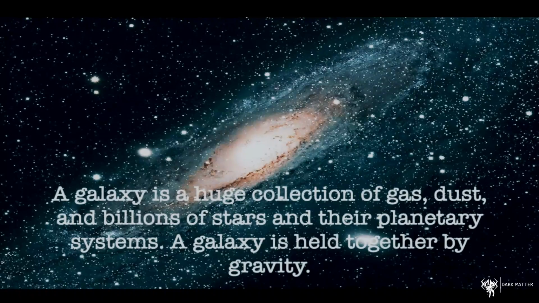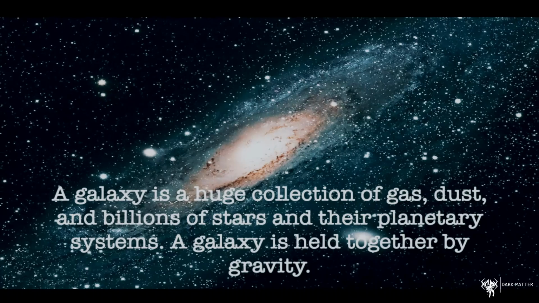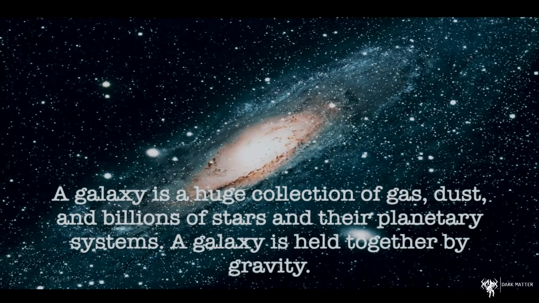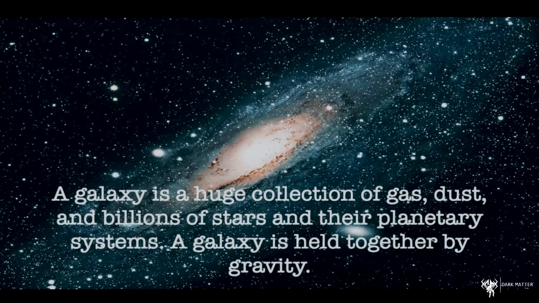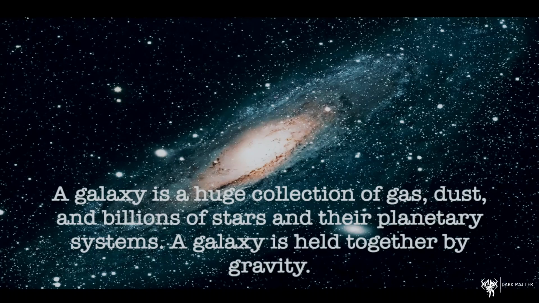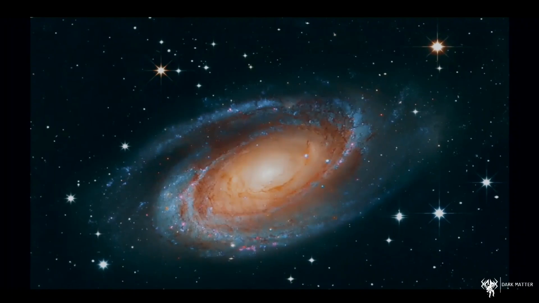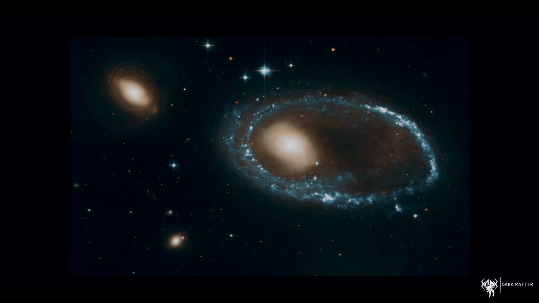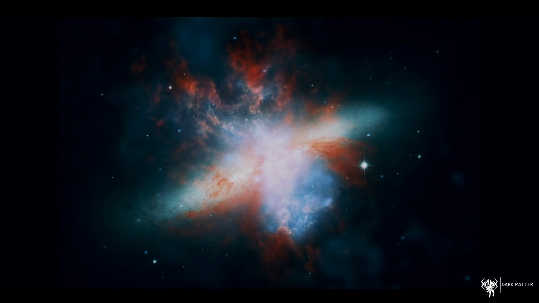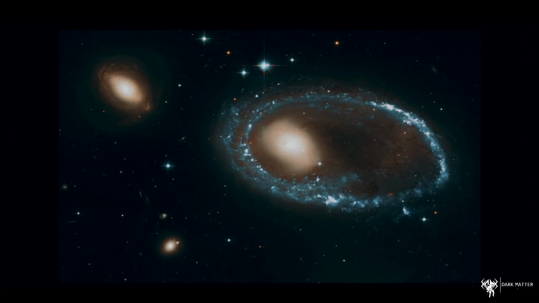A galaxy. A galaxy is a huge collection of gas, dust, and billions of stars and their planetary systems. So you can imagine how big it actually is. A galaxy is held together by gravity. The shape of a galaxy can be different, and based on their shapes the galaxies are classified into spiral galaxies, elliptical galaxies, lenticular galaxies, and irregular galaxies.